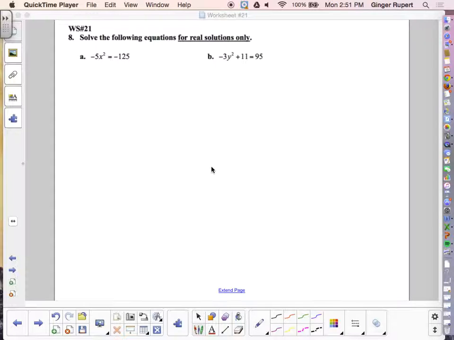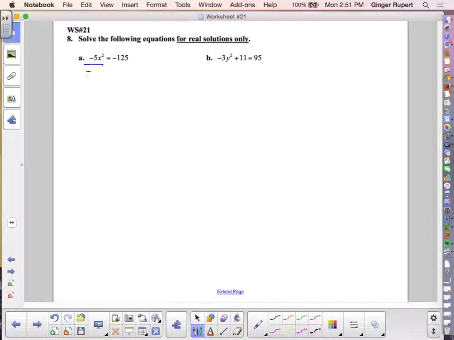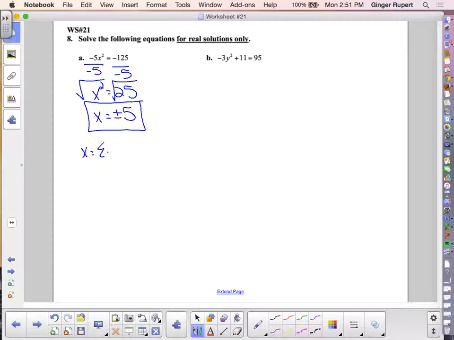When you look at A, hopefully you recognize that you can use the square root method to solve this problem. Start by dividing both sides by -5. You will have x squared is equal to 25. Take the square root of both sides, and you will get x is equal to plus or minus 5. And that is your solution. x is equal to -5, and x is equal to 5.